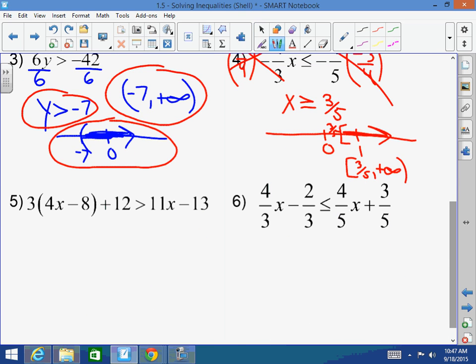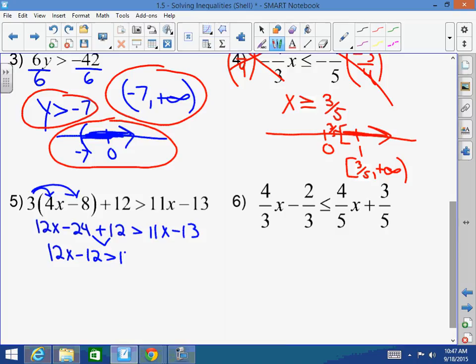All right, what do I got to do here, guys? We got a multi-stepper here. Distribute, very good. So 12x minus 24 plus 12 greater than 11x minus 13. Now what do I do, gentlemen? Combine like terms. Very good. 12x, negative 24 plus 12 is negative 12, greater than 11x minus 13.